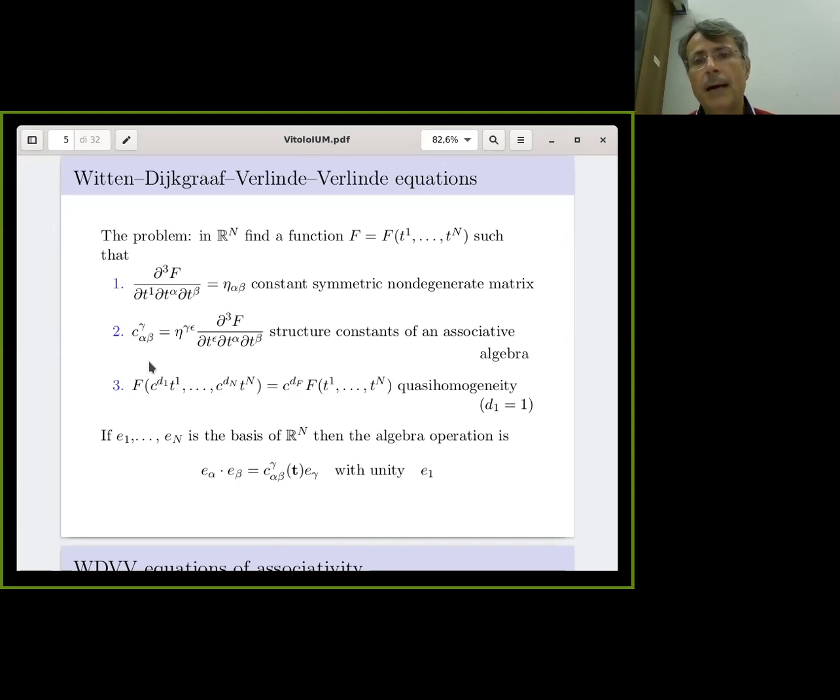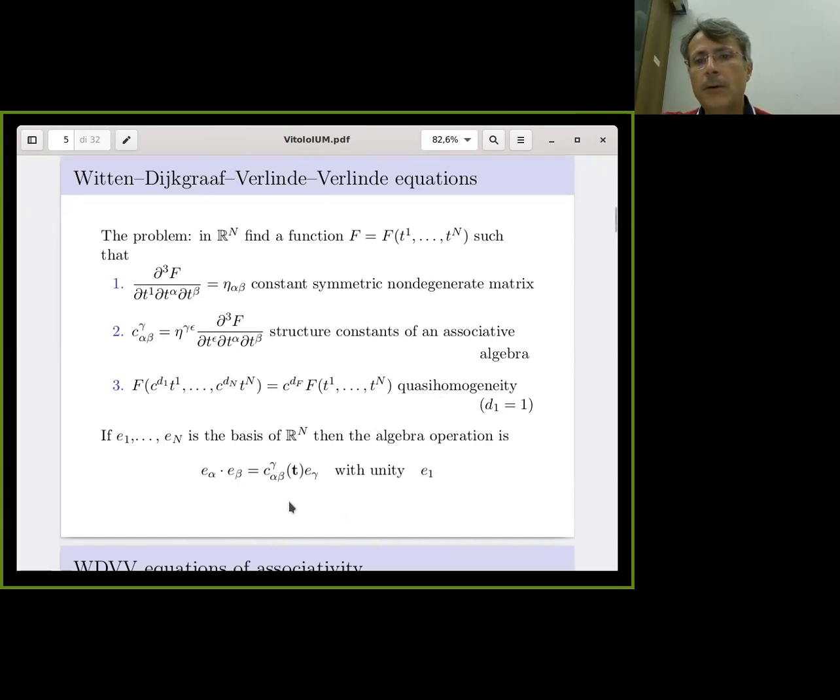Then there is a further requirement of quasi-homogeneity, which is a requirement of physical nature. And the quasi-homogeneity is written here. We will make use of this hypothesis, but we can give results also in the case when this hypothesis is absent, and we will consider the associativity equation without this reduction. This is a kind of reduction of the space of solutions.